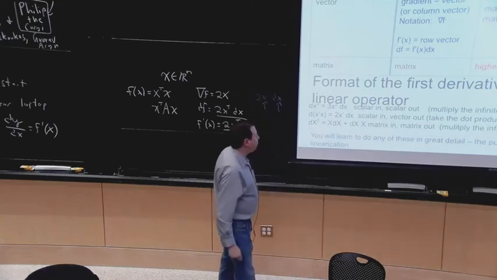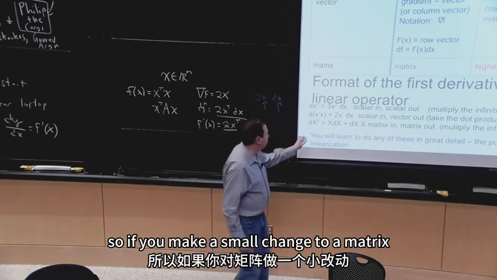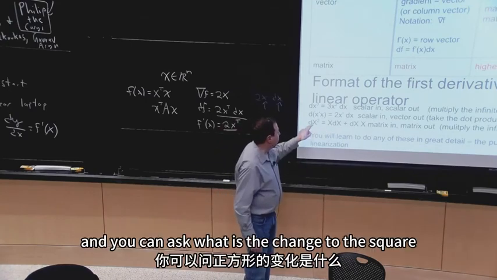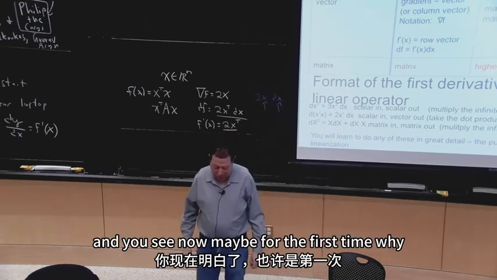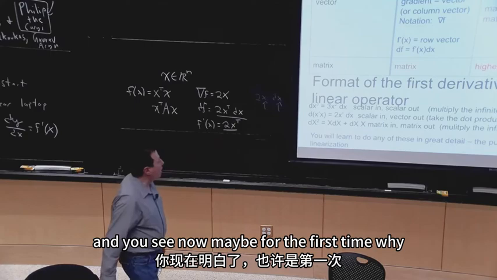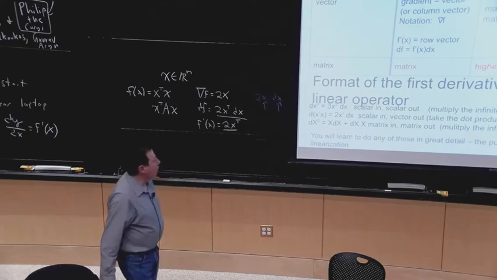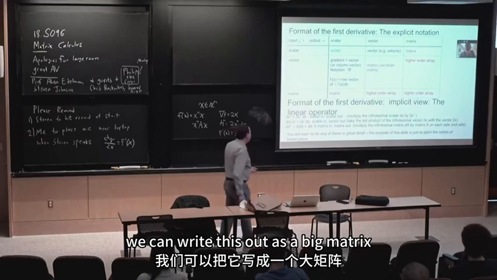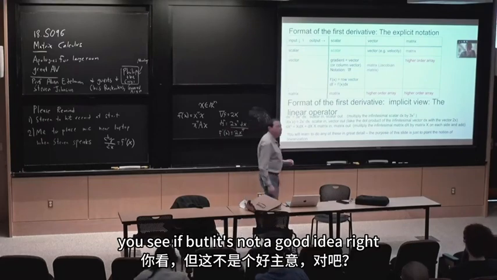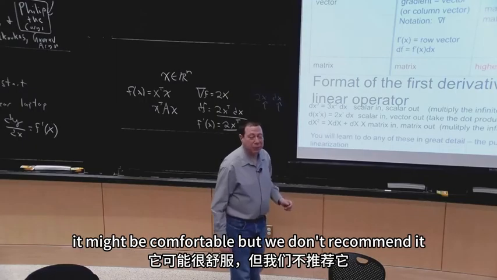So if you make a small change to a matrix, and you ask what is the change to the square, then this is the correct answer. This is it, and you see now, maybe for the first time, why we need to think of it as a linear operator. We can write this out as a big matrix, but it's not a good idea. It might be comfortable, but we don't recommend it.